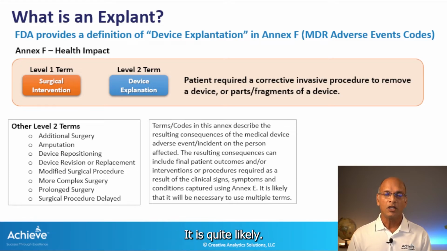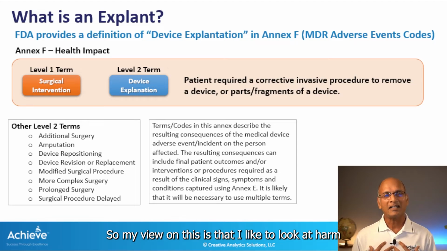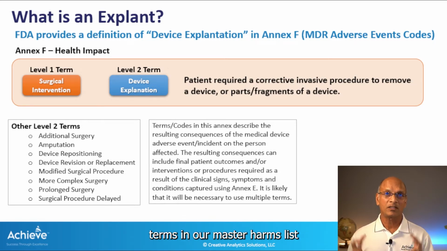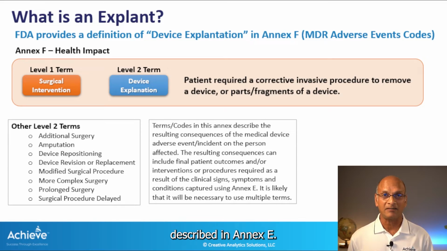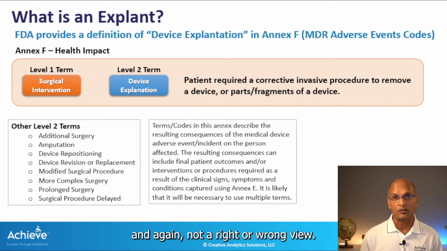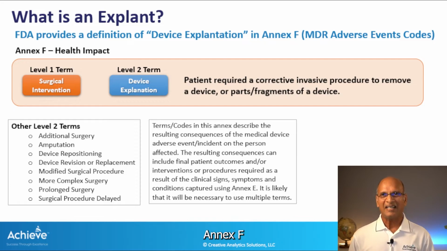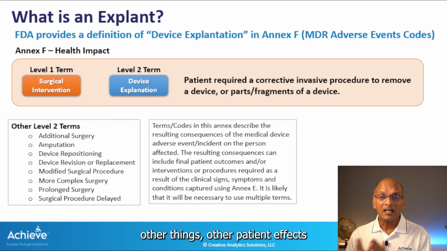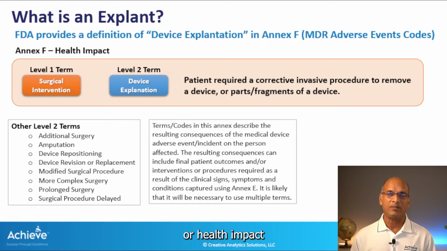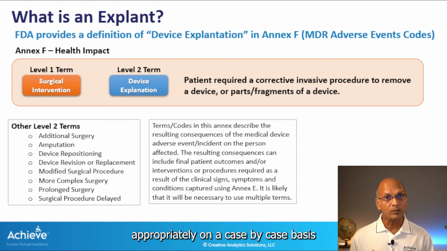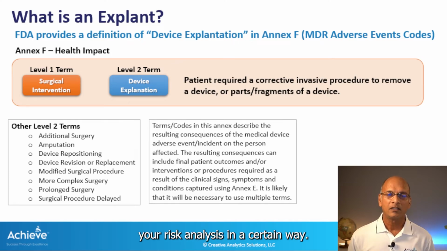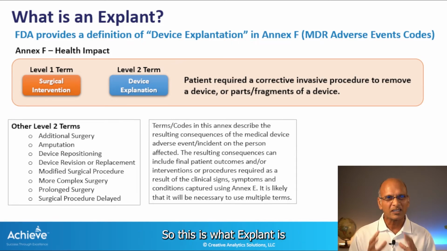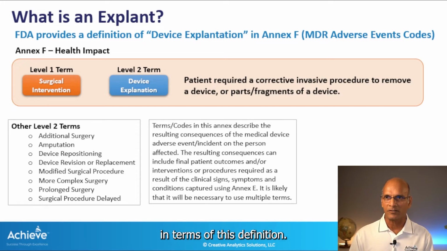It is quite likely. So my view on this is that I like to look at harm terms in our master harms list in terms of the clinical signs or symptoms described in Annex E. This is my view, and again, not a right or wrong view. Would love to hear your perspective. Annex F is all about other things, other patient effects or health impact that should be considered appropriately on a case-by-case basis, and over a period of time, maybe it informs your risk analysis in a certain way. So this is what explant is in terms of its definition.